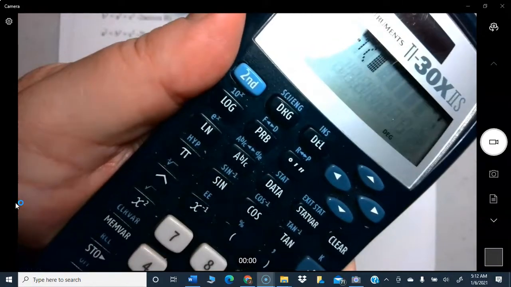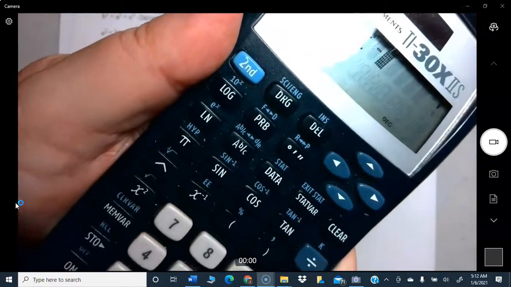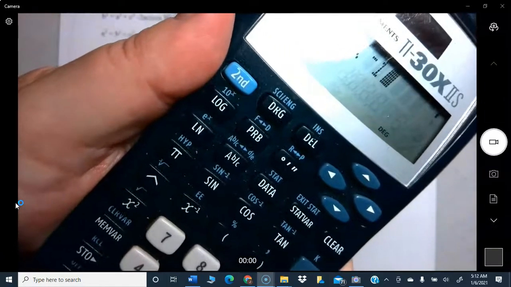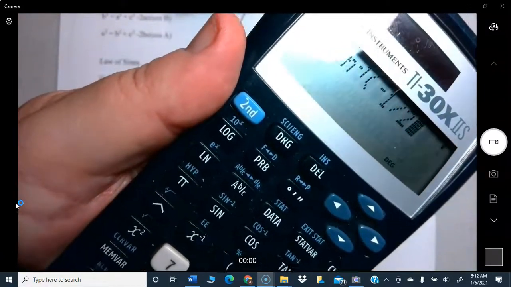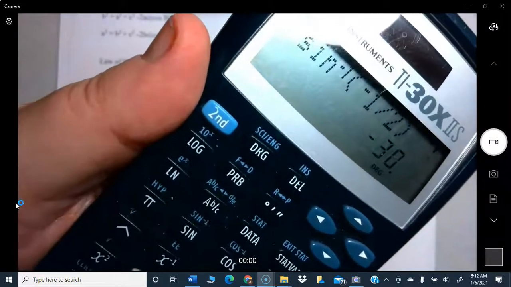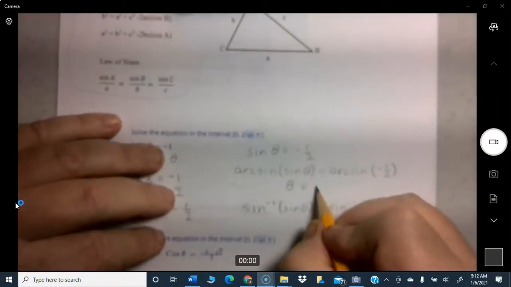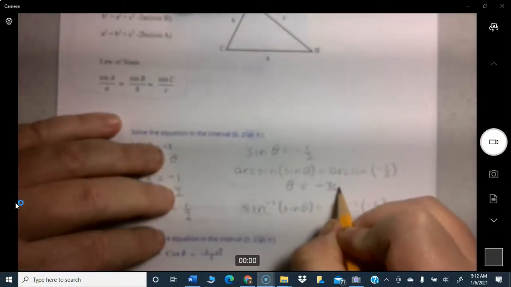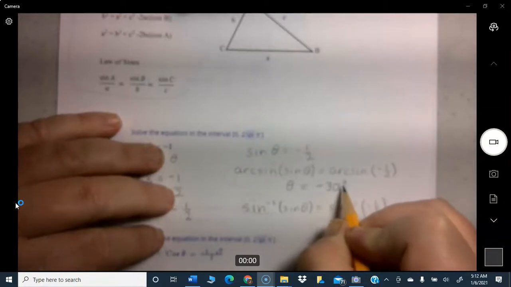Now what we want to know is the sine to the -1 of negative 1/2. 1 divided by 2, that's 1/2. Close the parenthesis, and I push enter, and I get negative 30 degrees. So that means theta equals negative 30 degrees.